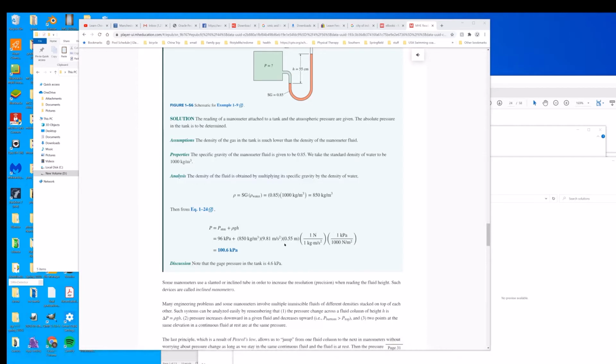All right. So one of the things, a note of this, is that the gauge pressure would be 4.6. This one's actually asking you to do the absolute pressure. Okay, so that's why we had this other piece added. If it was gauge pressure, of course, then it would be relative to the atmosphere, and then it would just be 4.6 kilopascals.